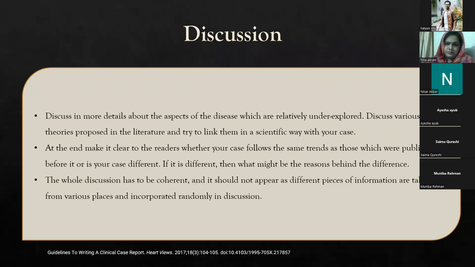So the whole discussion again has to be coherent, not haphazard. And it should not appear as different pieces of information just taken together from various places and incorporated randomly in the discussion. So it has to be coherent. This will be a main focus of the readers, to see if there is coherence or not.